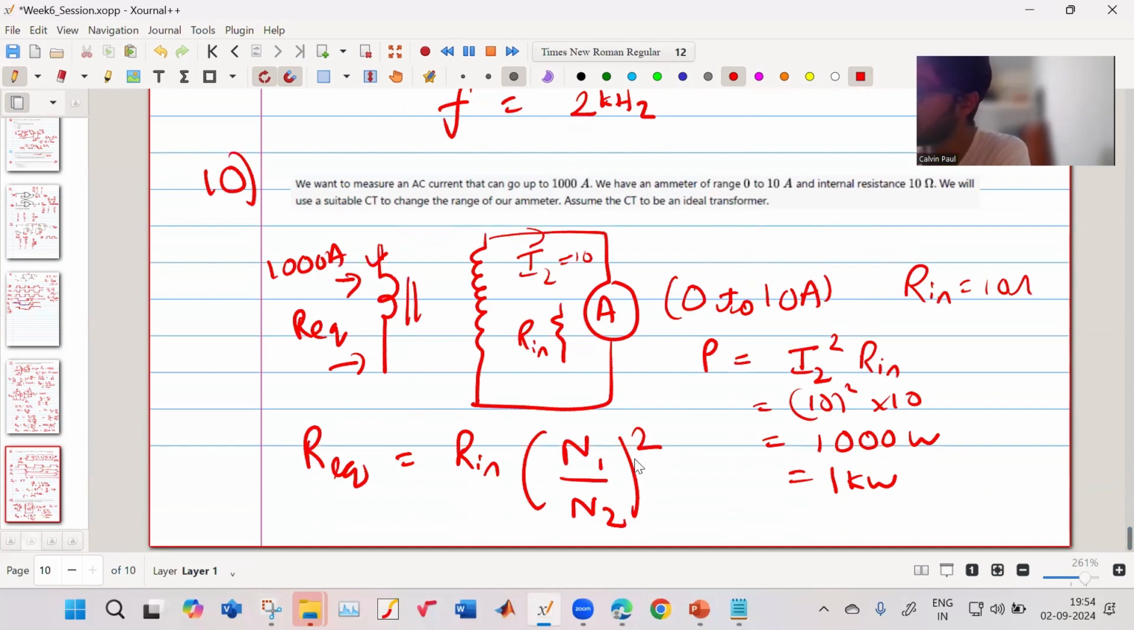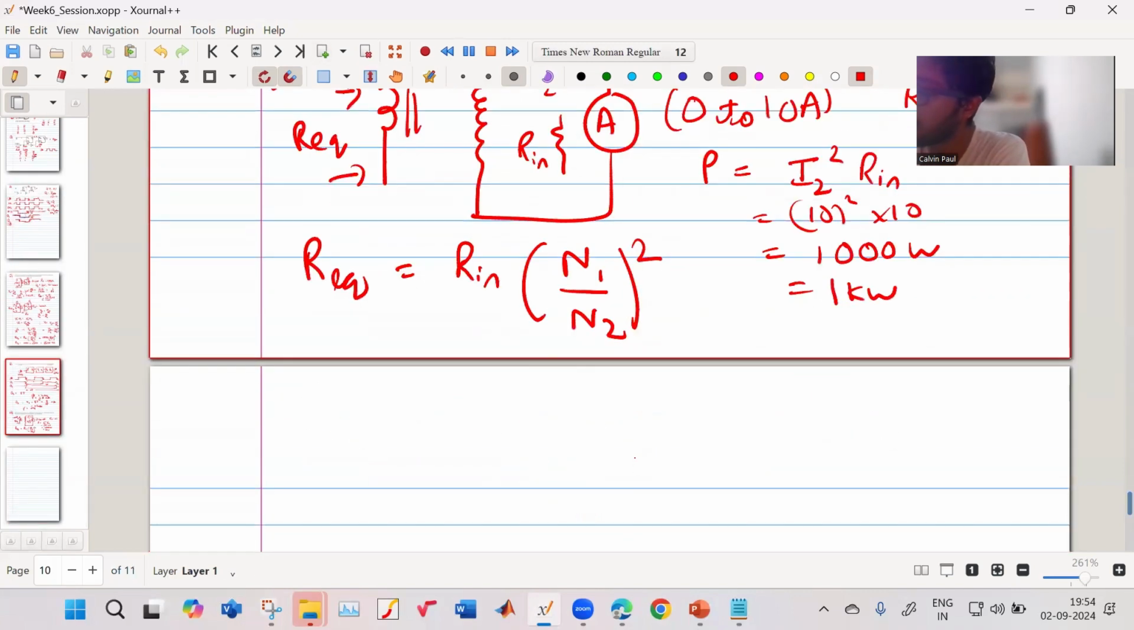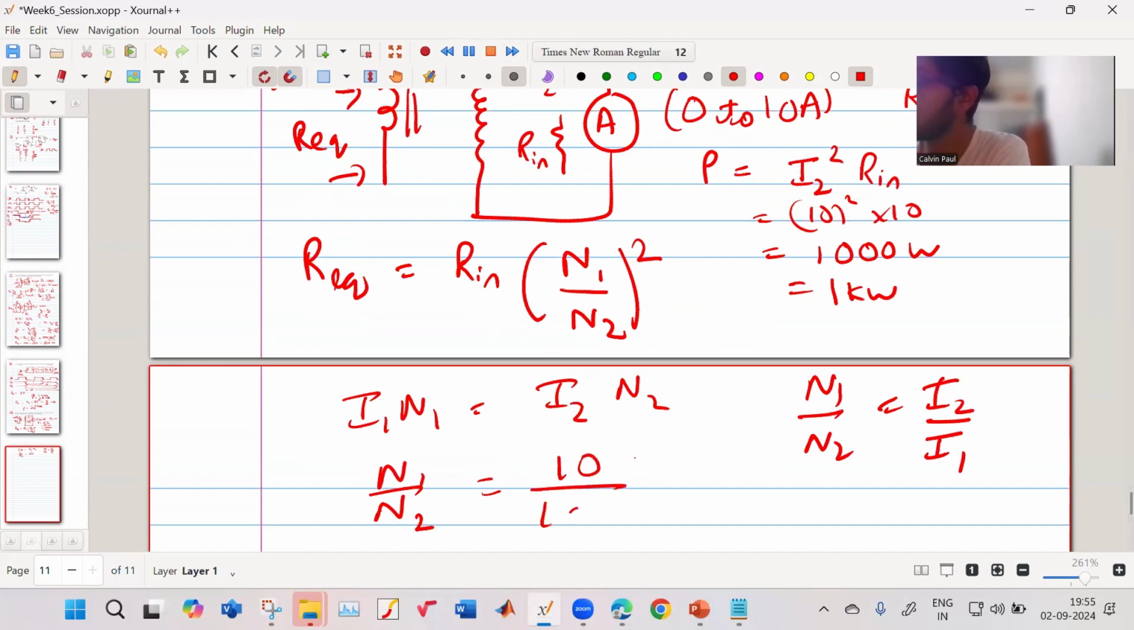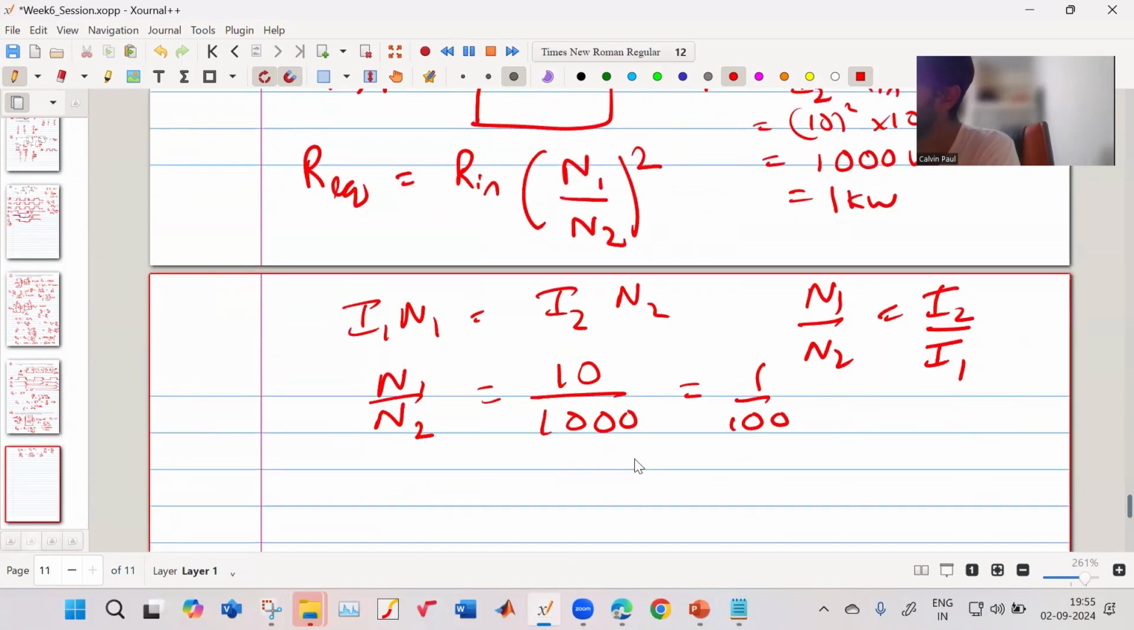100 by 1, sir. 1000 by 10, sir. We have I1 N1 is equal to I2 N2. So my N1 upon N2 is equal to I2 upon I1. Right. So what is my I2? It is 10. I1 is 1000. So this will be 1 by 100. Right?